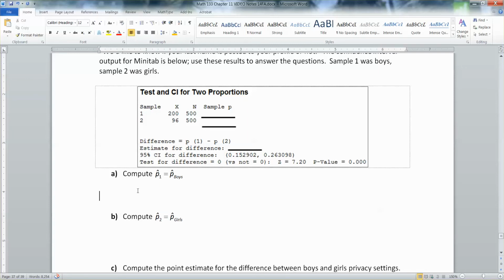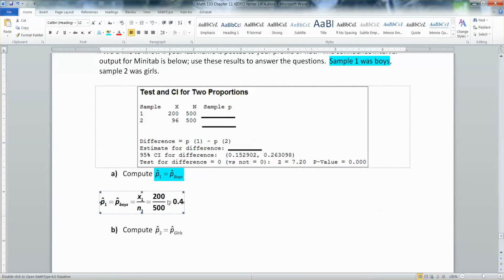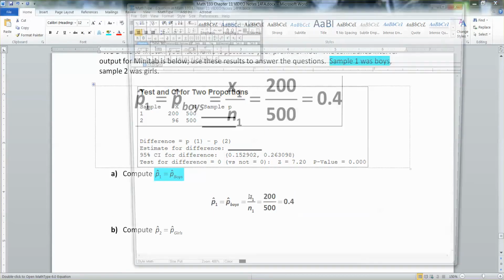So we want to find the sample proportion for boys. Now remember, boys was group 1, so color code them. I'm looking for the proportion for boys, so that'll be 200 over 500. P1 hat is the proportion for boys, which is x1 over n1. That'd be 200 over 500, and that'd be 0.4.